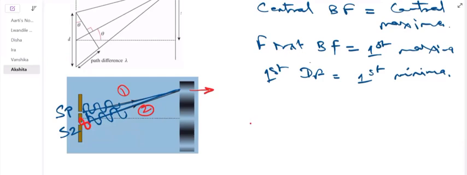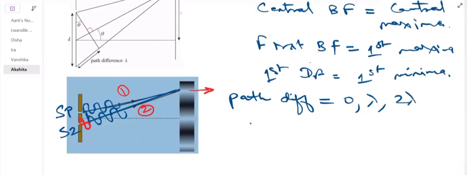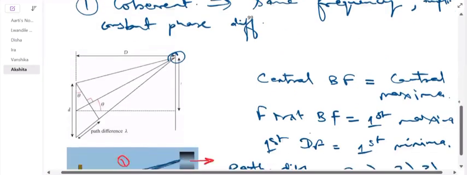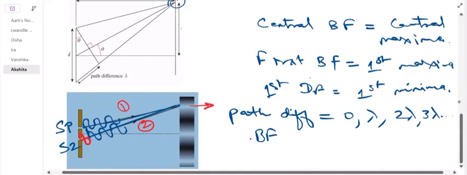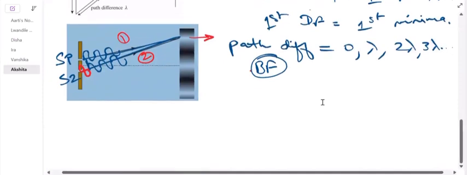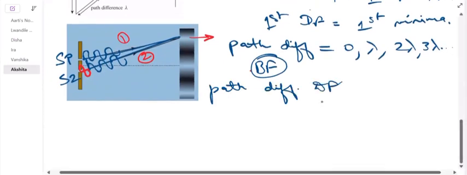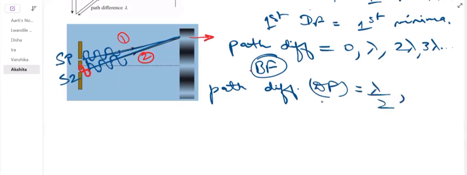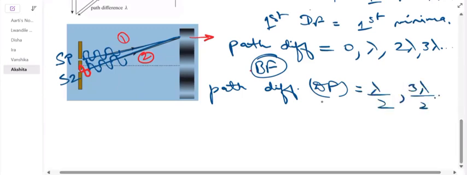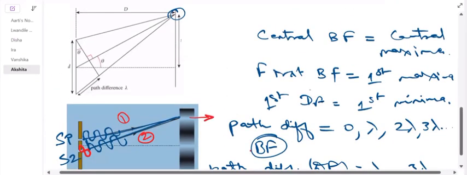So the path difference will always be 0, lambda, 2 lambda, 3 lambda, and so on for bright fringes. Clear? Similarly, the path difference for dark fringes will be lambda by 2, 3 lambda by 2, and so on. Clear? Now let's focus on this diagram also.